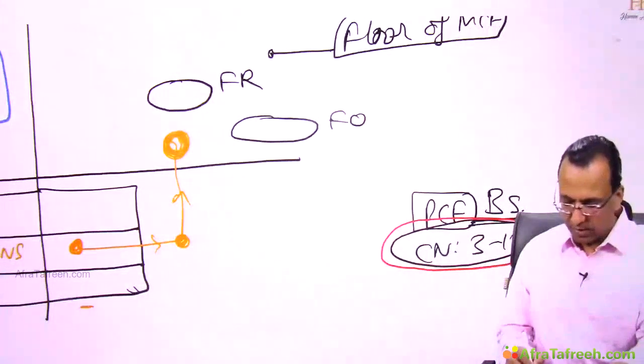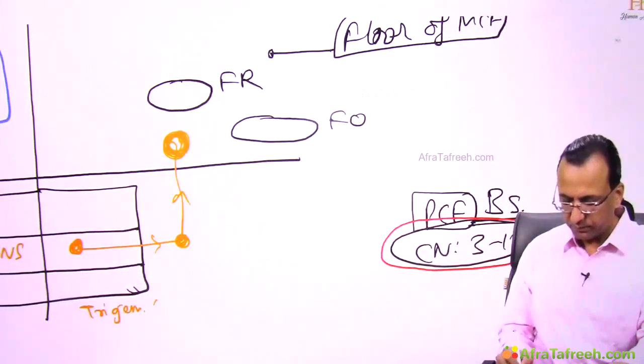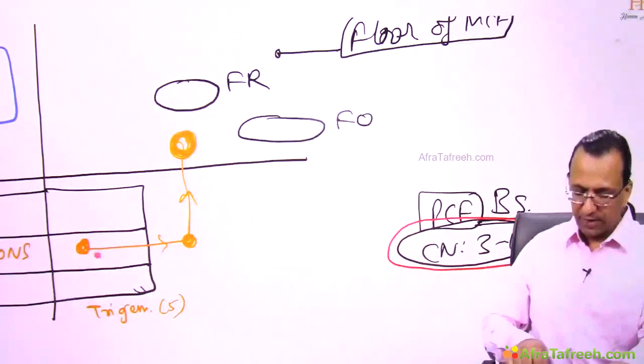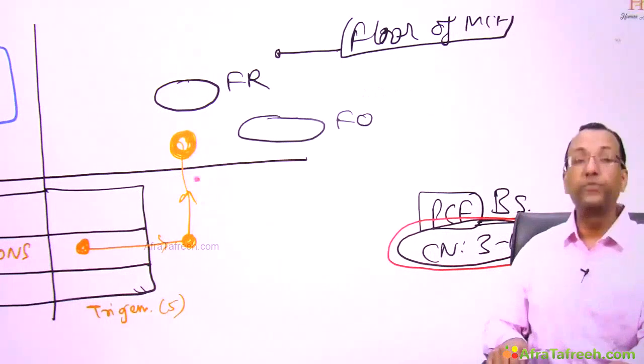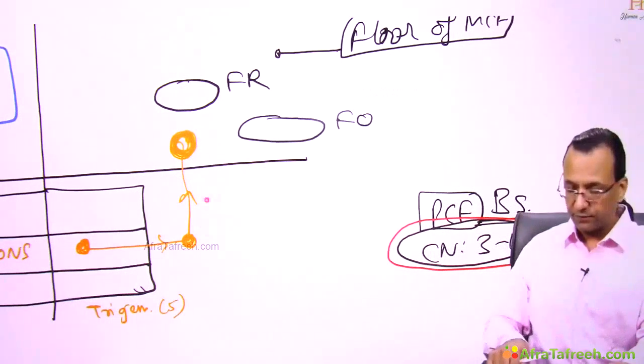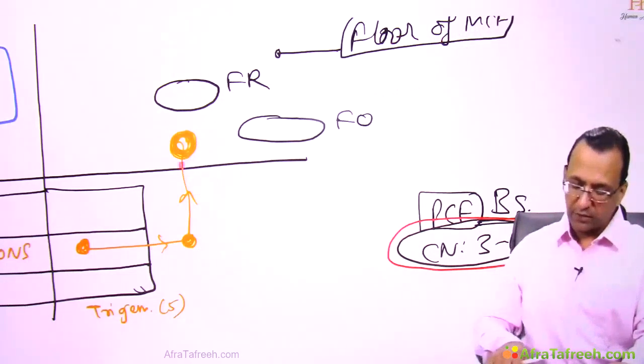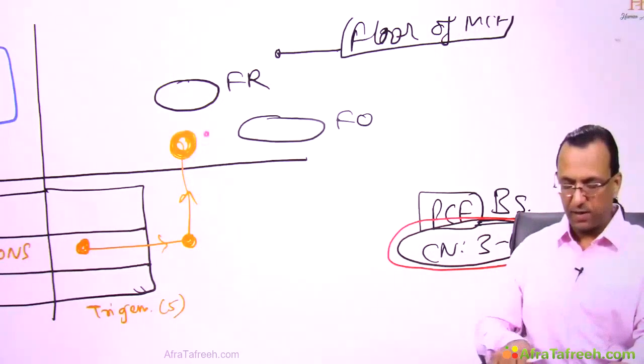This is the trigeminal nerve, the 5th nerve, coming from the pons. As the trigeminal nerve came from the pons, it is going to the floor of the middle cranial fossa. And what is happening at the floor of the middle cranial fossa? At the floor of the middle cranial fossa, it has a ganglion which is called the trigeminal ganglion.